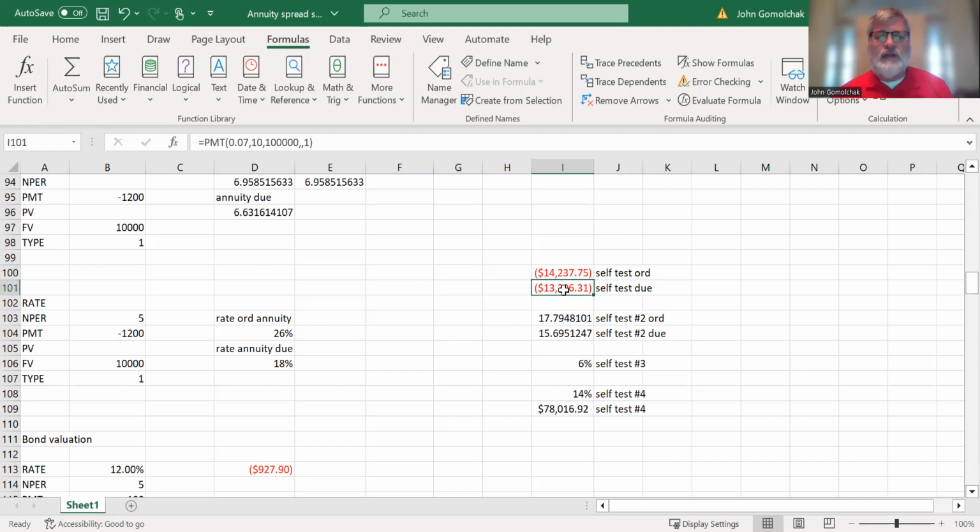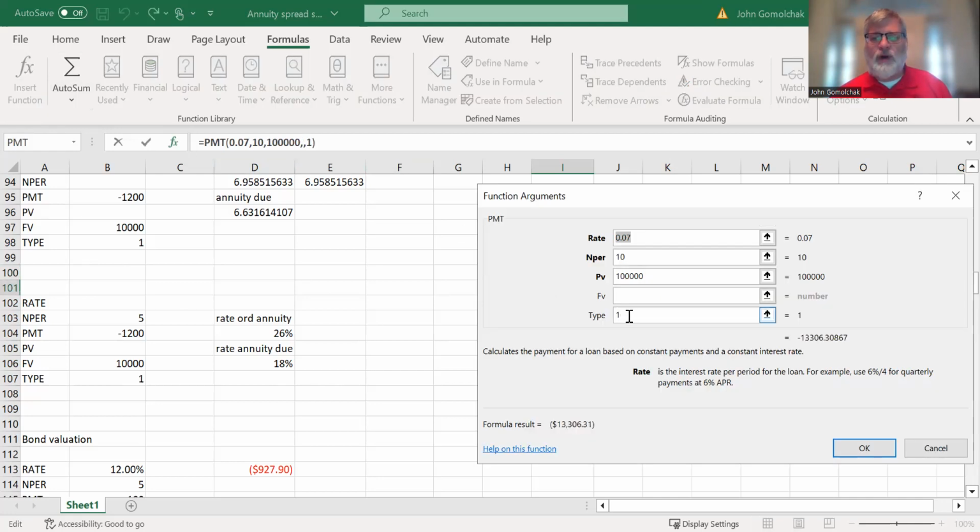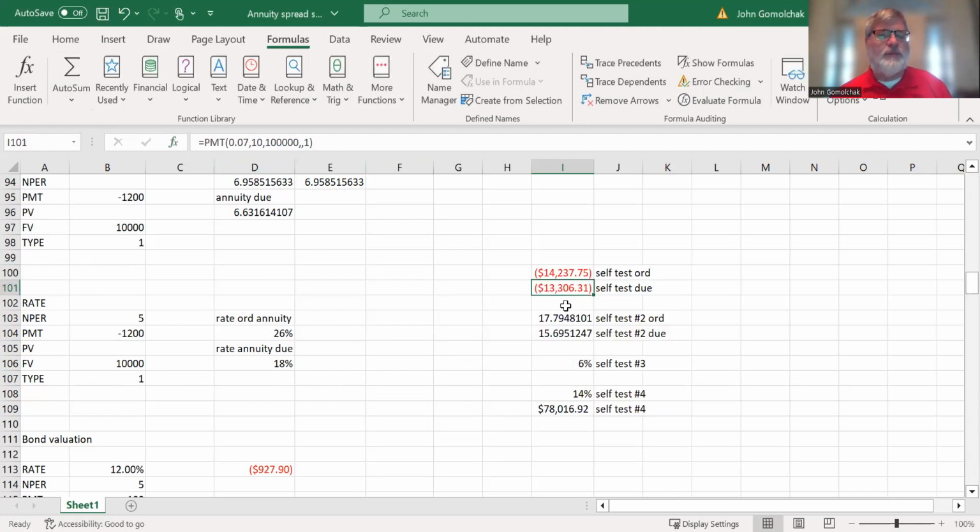Annuity due, everything's going to be the same, of course, except we're going to have that 1 in type because the payment is going to be made at the beginning of the period. So it changes our payments to $13,306.31. Question number 2. If you have $100,000 invested at 7%, want to withdraw $10,000 at the end of each year, how long will your funds last?